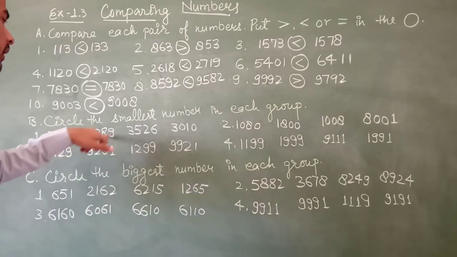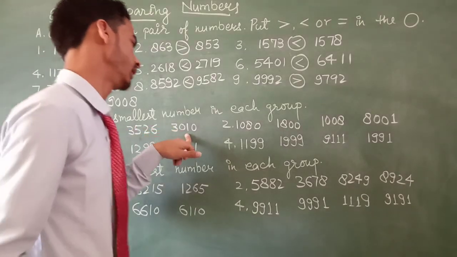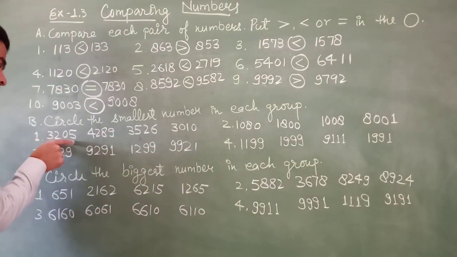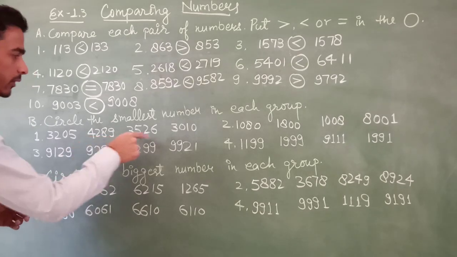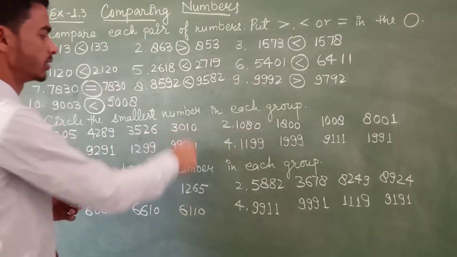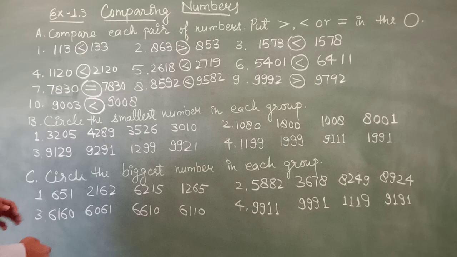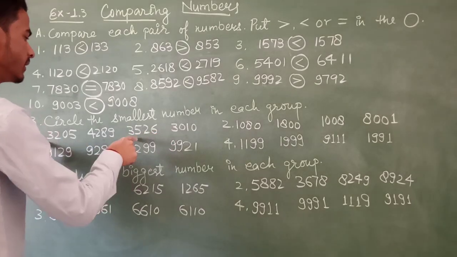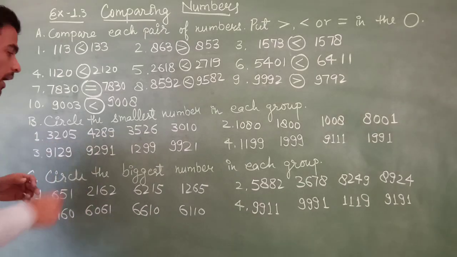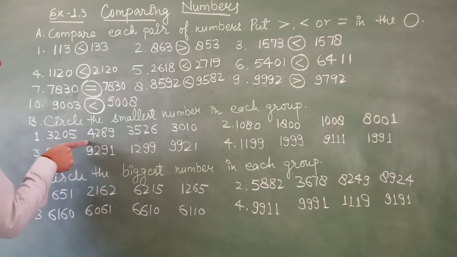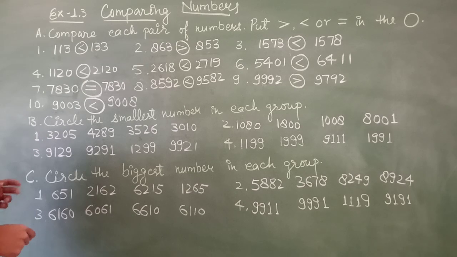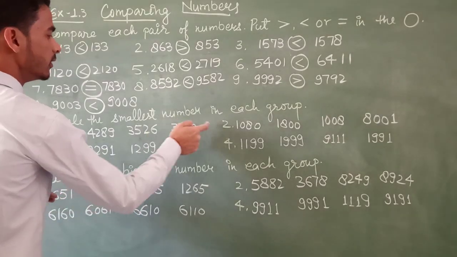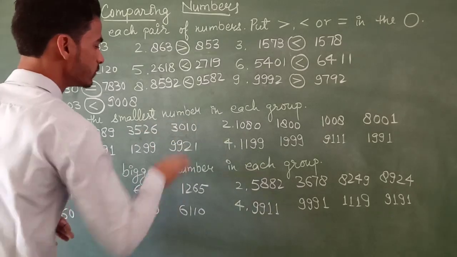3205, 4289, 3526 and 3010. So firstly we have to compare the thousands places. In these numbers the thousands places are the same, which is 4, so we can say that 4289 is the greatest of all. But which is the smallest? We can say that 3010 is the smallest of all.